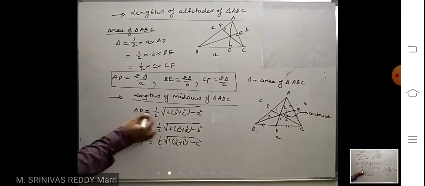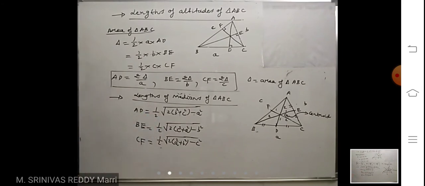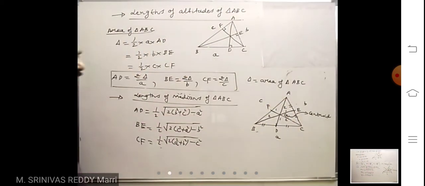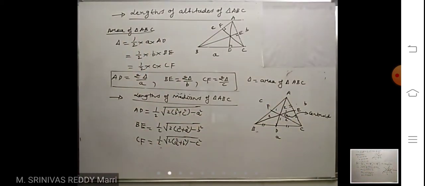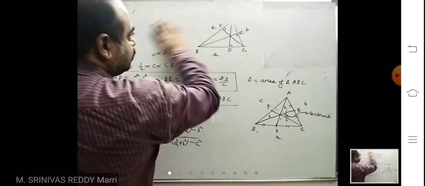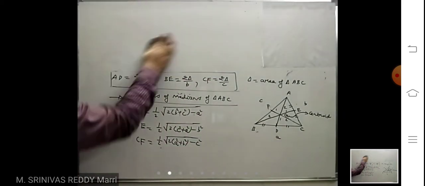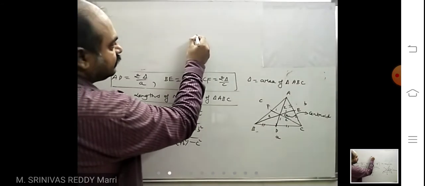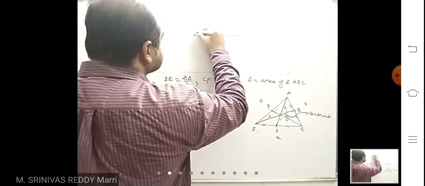I will tell how you got AD. Look at how to calculate this length. If the side lengths are known, you can calculate AD by substituting in this formula. Whenever the side lengths of the triangle are known, you can calculate the median length. Look at how AD is derived. Identify the logic in this.